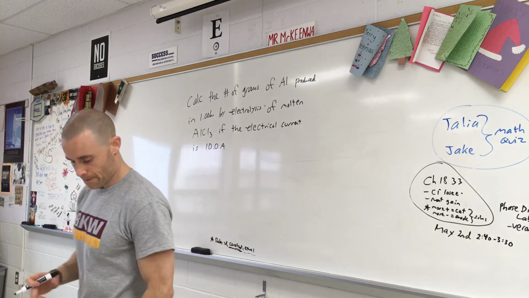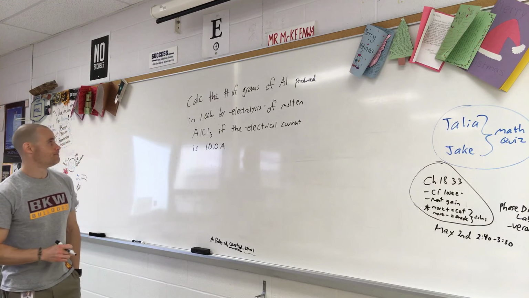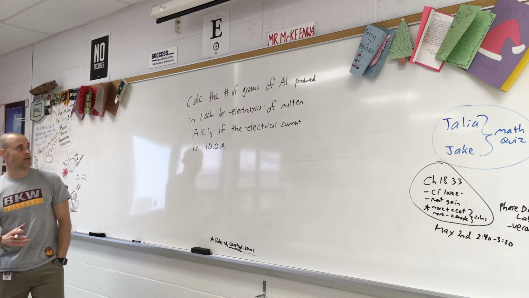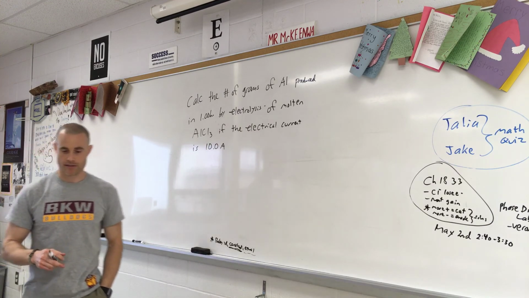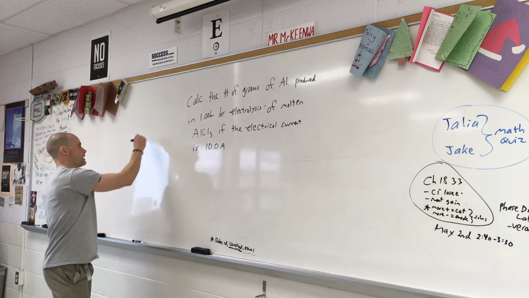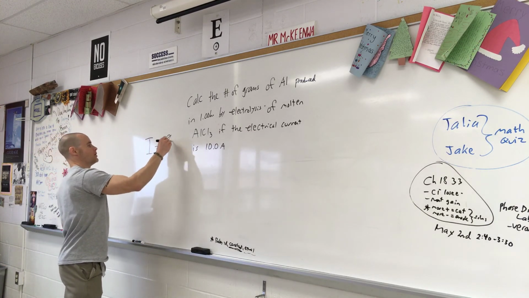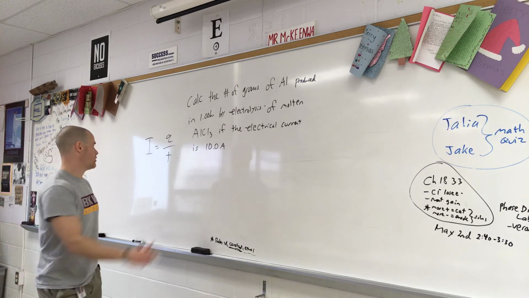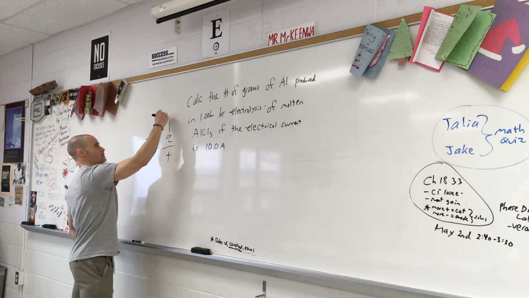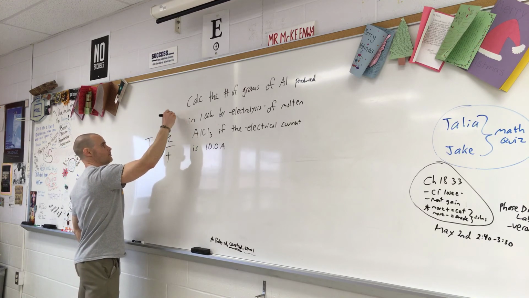That's dangerous. All right. So, calculate the number of grams of aluminum produced in 1 hour by electrolysis of molten AlCl3 if the electrical current is 10 amps. We're using I equals Q over T. This is on your equation sheet. Q is charge, that's in coulombs, capital C.